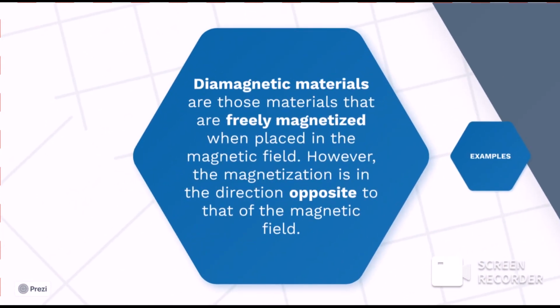Diamagnetic materials are those materials that are freely magnetized when placed in a magnetic field. However, the magnetization is in the direction opposite to that of the magnetic field. It means that the materials are usually repelled by a magnetic field. Electrons in an atom revolve around the nucleus, thus possess orbital angular momentum. The resultant magnetic momentum in an atom of the diamagnetic material is zero.